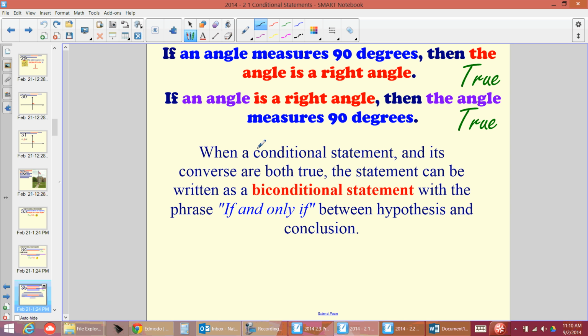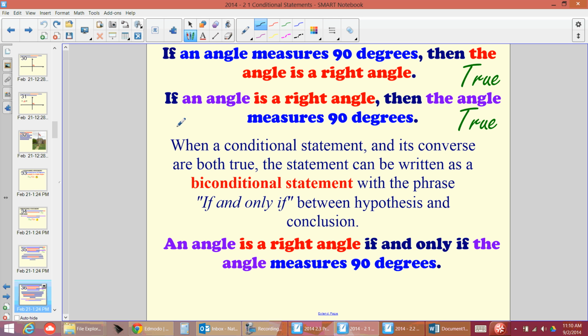When a conditional statement and its converse are both true, it's called biconditional. We rewrite these two statements into one big statement, combining them with if and only if between the hypothesis and the conclusion. Watch how this works. An angle is a right angle if and only if the angle measures 90 degrees. This if and only if means it can go both ways.